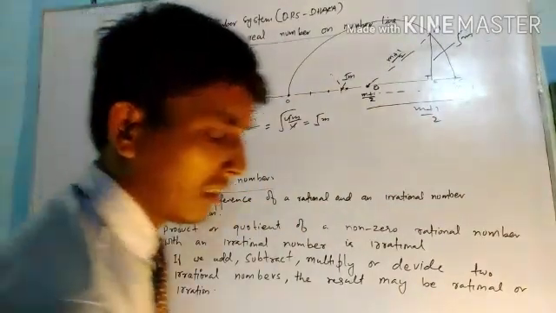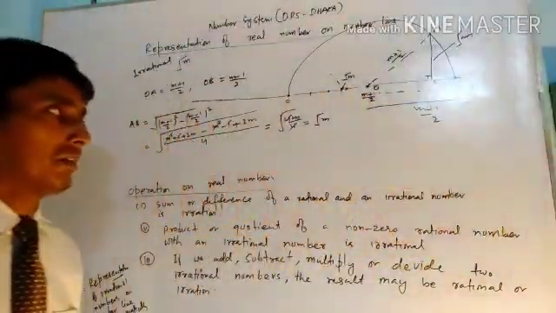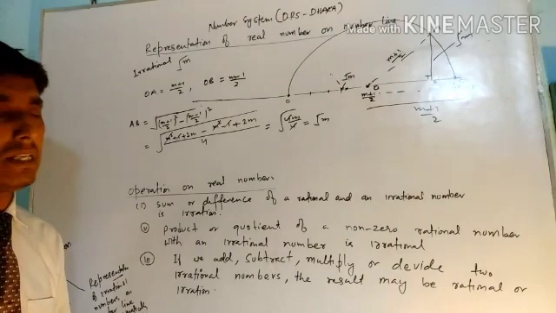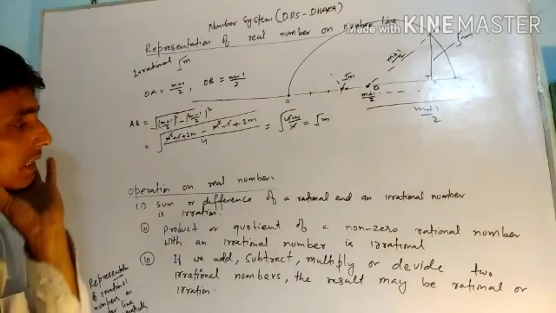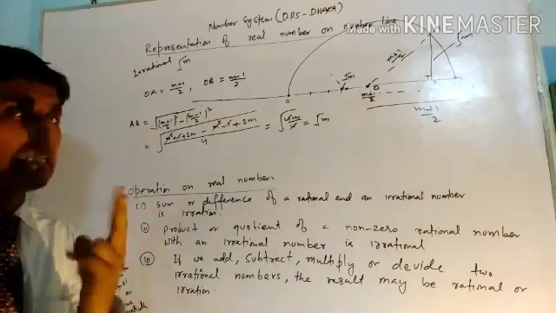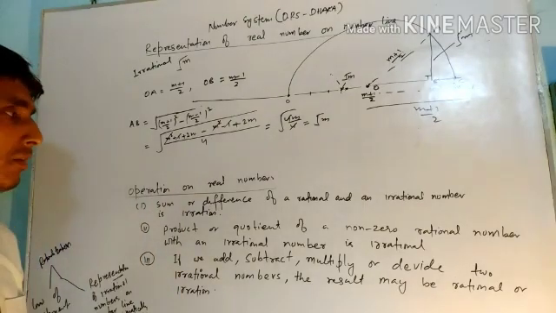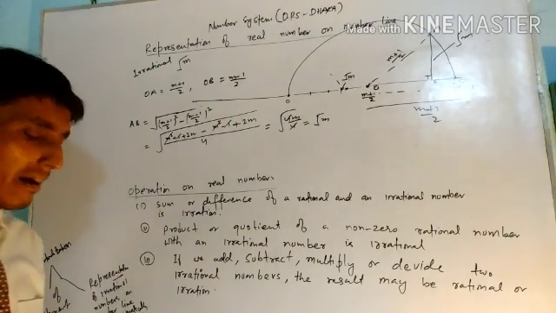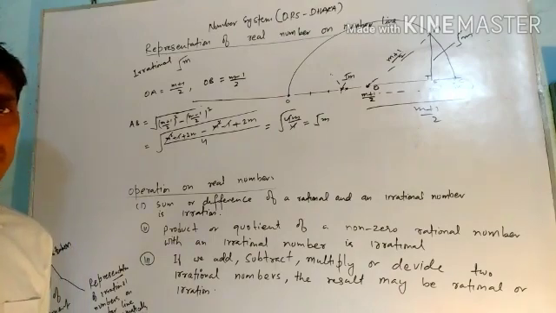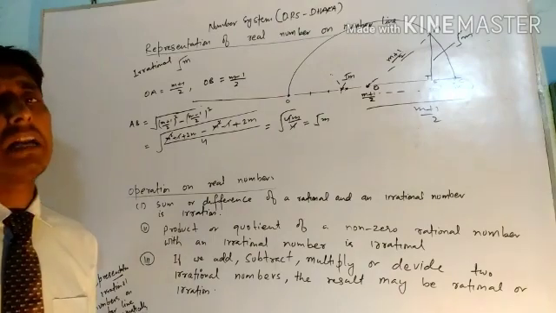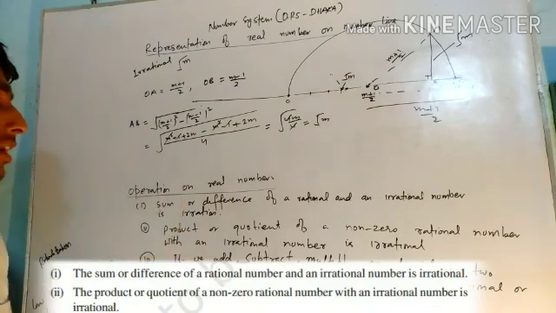Our next topic is operation on real numbers. Real numbers are of two types. I have already discussed rational and irrational. So what is the operation? If you multiply, divide, subtract two real numbers, what will happen to them?